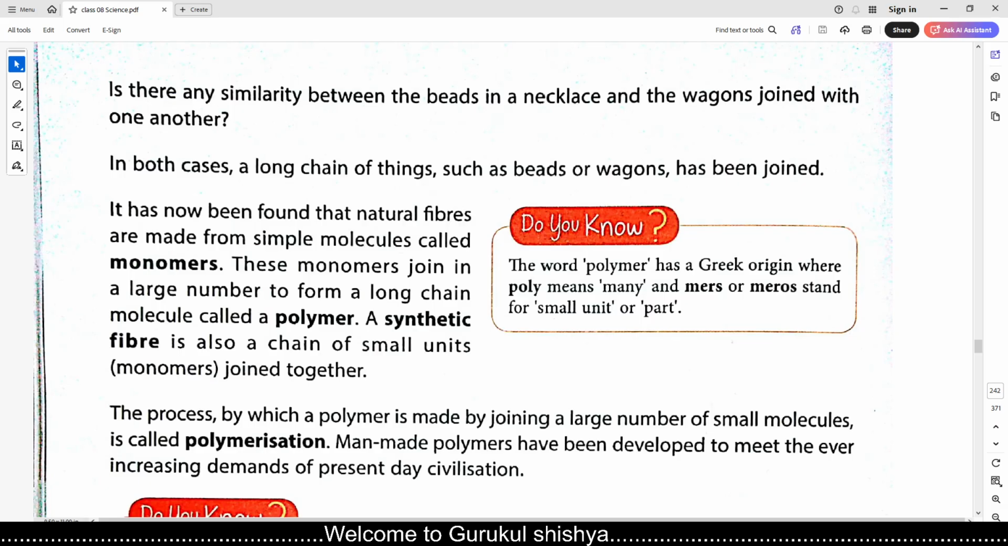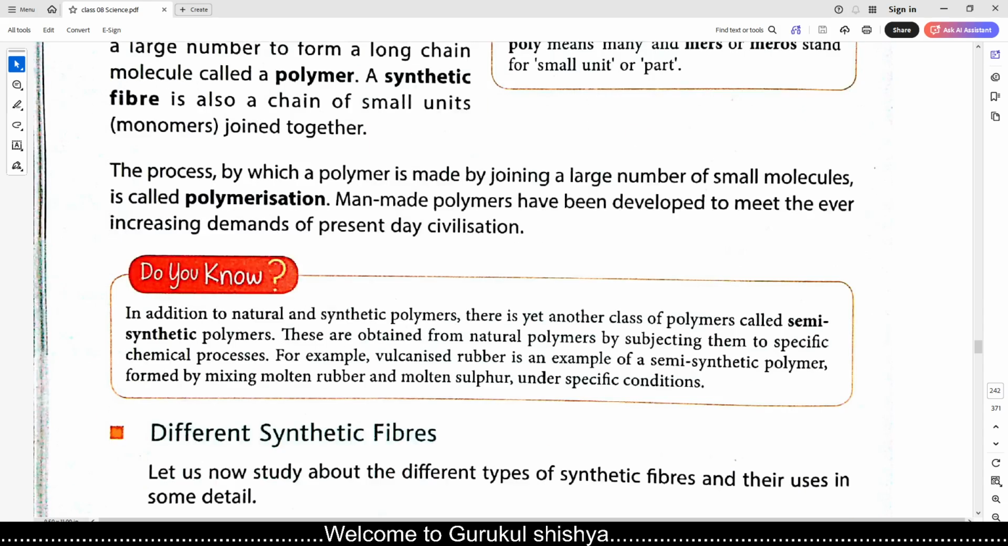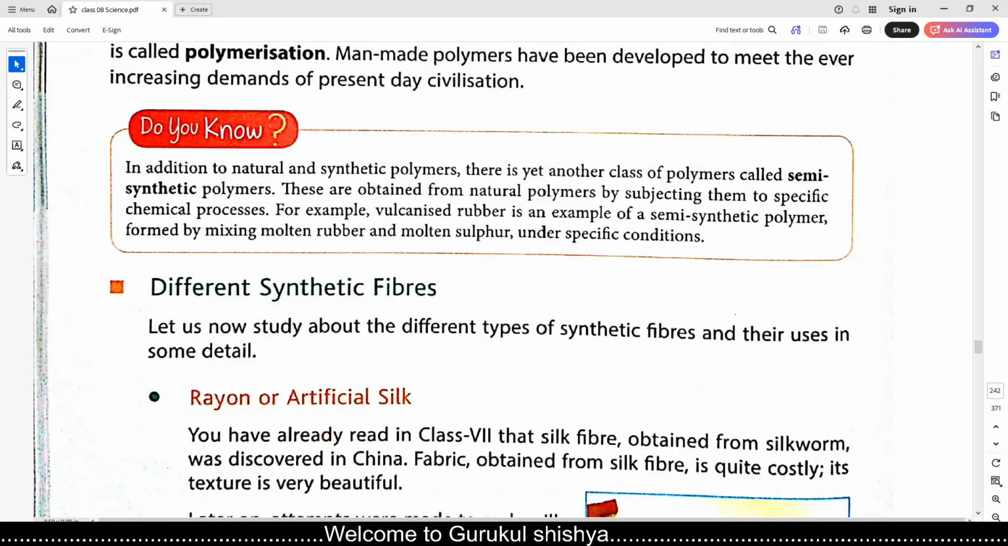Man made polymers have been developed to meet the ever increasing demands of present day civilization. Do you know, in addition to natural and synthetic polymers, there is yet another class of polymers called semi synthetic polymers. These are obtained from natural polymers by subjecting them to specific chemical processes. For example, vulcanized rubber is an example of semi synthetic polymer formed by mixing molten rubber and molten sulfur under specific conditions.